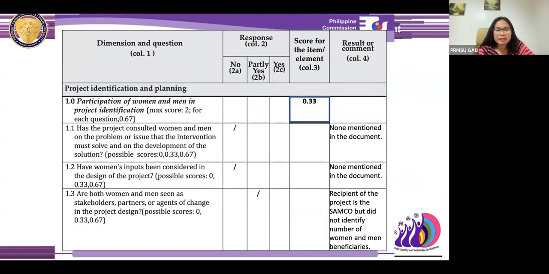I forgot to explain the scoring. So ganyan po ang scoring. Pag 1.1, you be guided by this. Yan, possible scores. Pag no, that's 0. Pag partly yes, that's 0.33. Pag yes, that's 0.67. So be guided by this kasi may mga iba pong rows na iba din yung scoring. Okay? So yan, pare-pareho po sila.